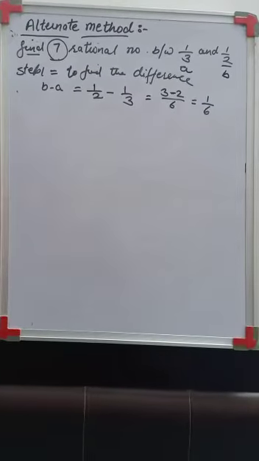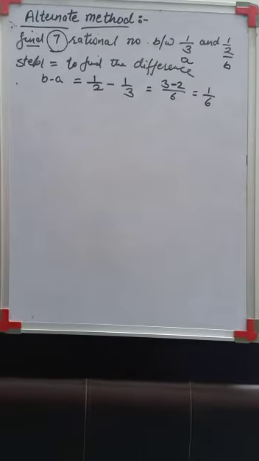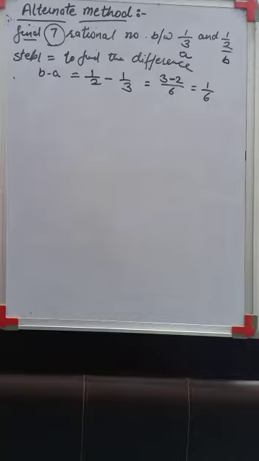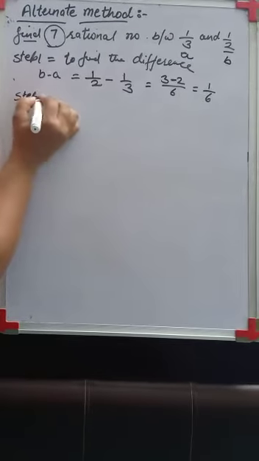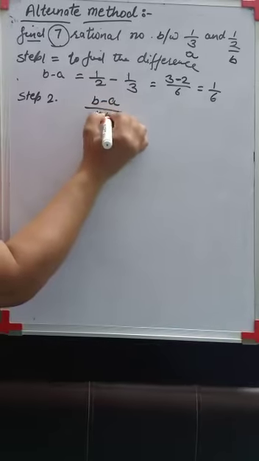So B minus A, the gap, we have calculated. Next, what do I need to calculate? The gap size. Gap size means the second step. Step 2 is (B minus A) upon (n plus 1).